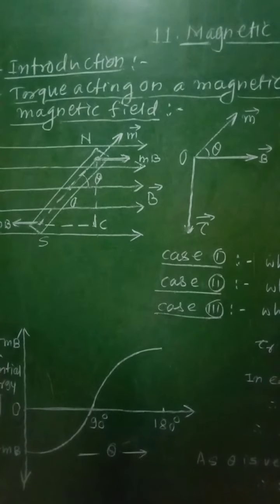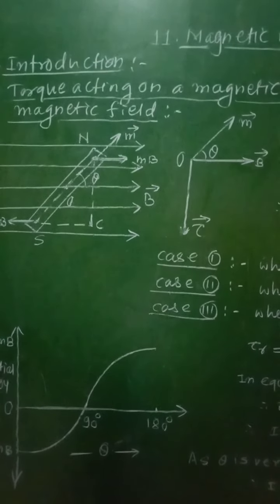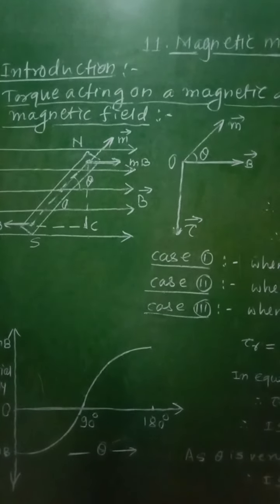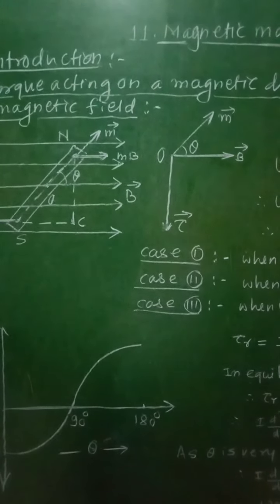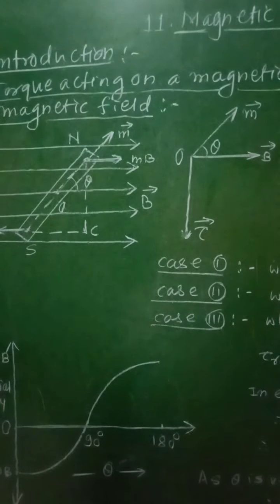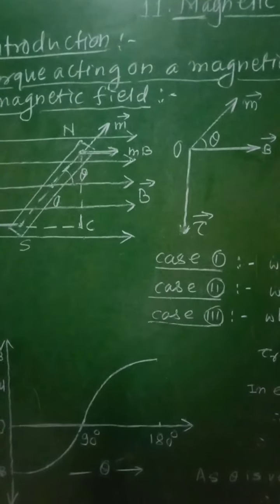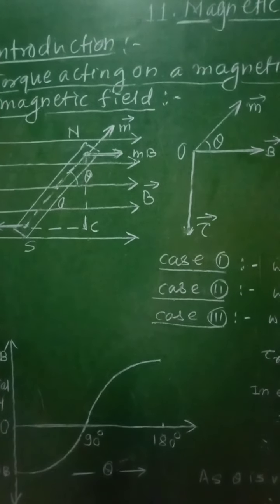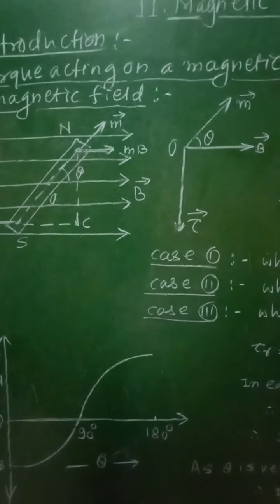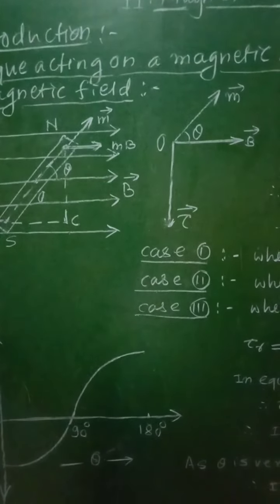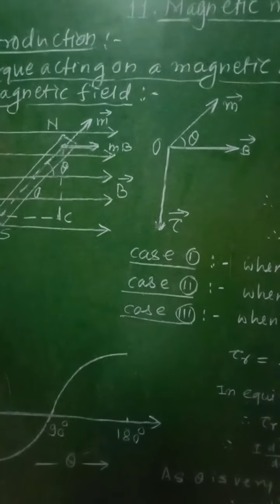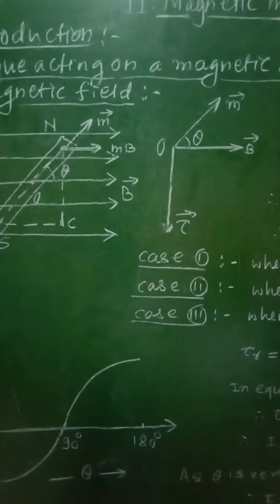But already we have studied that the torque acting on a rectangular current carrying coil placed in a magnetic field is given by the formula torque equal to vector M cross vector B, that is equal to MB sin theta, where M represents the magnetic dipole moment of that rectangular current carrying coil and B is the magnitude of the uniform magnetic field. Now in that formula, theta will represent the angle between M and B.